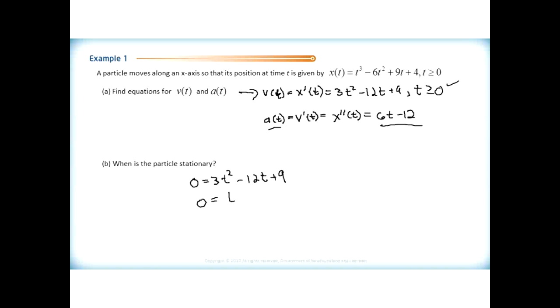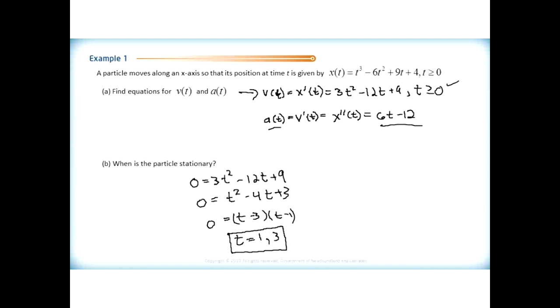Everything's divisible by 3, so this simplifies quickly. And it looks like this is going to factor nicely. So we have t minus 3 by t minus 1. And so if that's the case, at time equals 1 second or 3 seconds, assuming that this is given in time in seconds and position in meters like we use for standard units in physics, then those are the times at which our particle will be stationary.